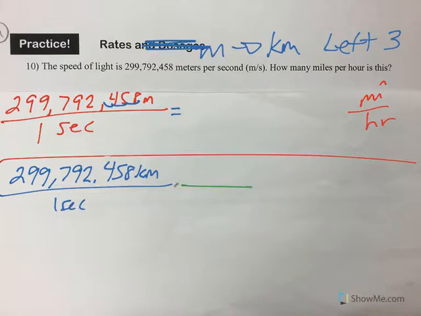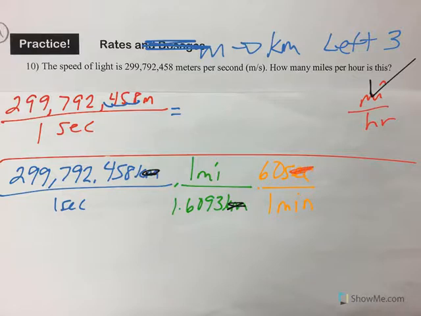Okay, so now I can go straight to miles, and I can do that by saying there is 1 mile in 1.6093 kilometers. Now I'm in miles, that's the top label. So now I just need to worry about my denominator. So seconds, 60 seconds is 1 minute. Notice that I had to put seconds on the top because seconds, top to bottom, they got to cancel out.